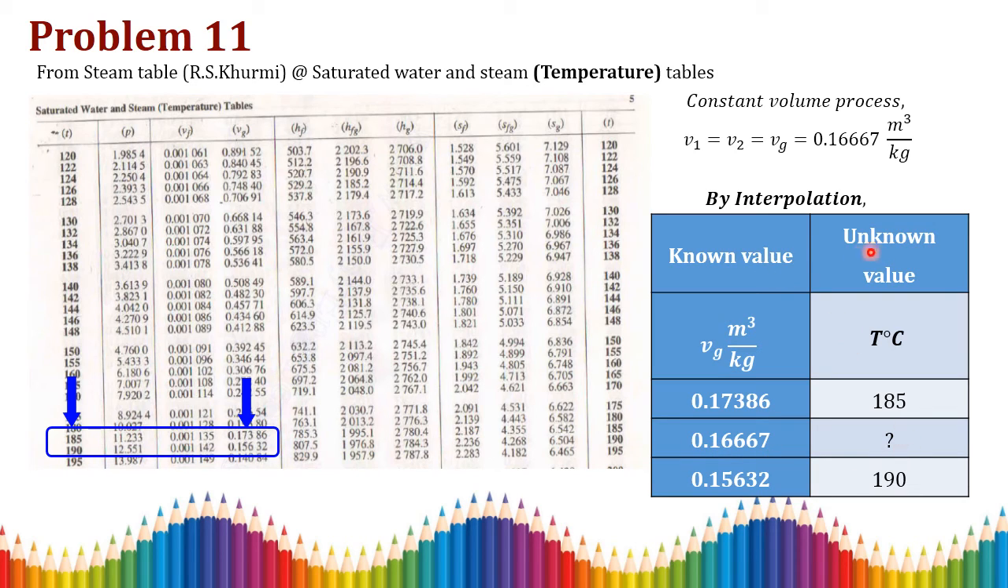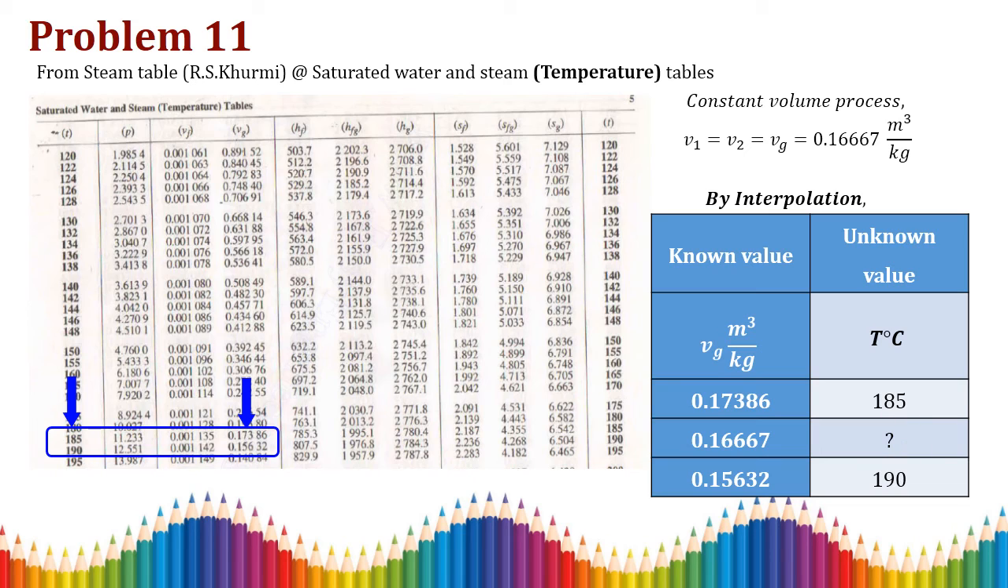What do known value and unknown value mean? If three entities are known, they are known values, and one of the entities we need to find out. So that's why I have named this the unknown value. For easy identification I am naming it like this. Known value means we know all three entities, and unknown value means we need to find out one value.